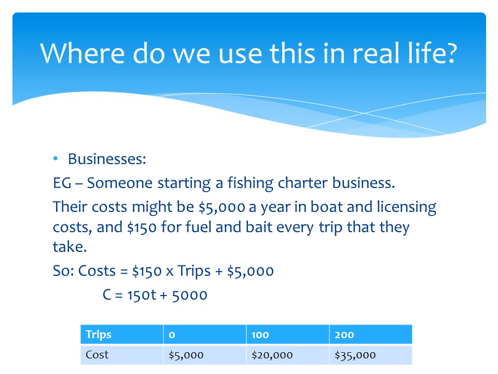So we can put this together as a little bit of a rule. And we can say that the costs of the trip, the total costs for the year, are going to be $150 times the number of trips plus $5,000. That is, the total costs are going to be $150 being the fuel and bait for every trip plus the $5,000 a year in boat and licensing costs. We can even abbreviate that a little bit further and say, let's make the C represent the costs and the T the number of trips. So our rule can be written as C equals 150T plus 5,000.